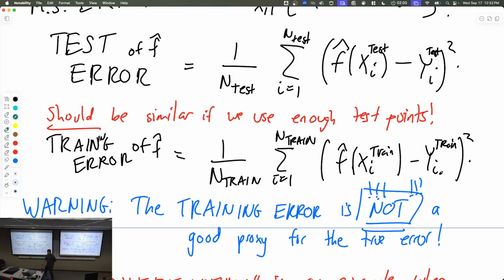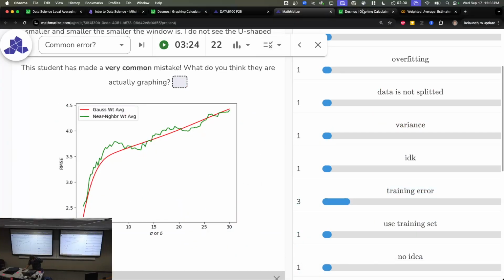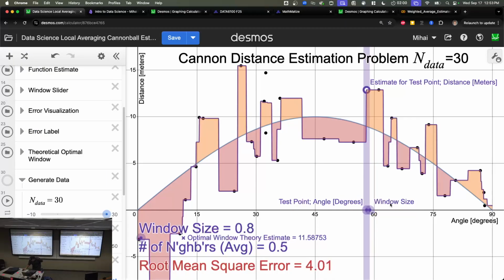And in particular, you can see in our nearby neighbor averaging problem, the problem is super obvious in that as soon as the window size is small enough, the training error is 0, right? The purple curve perfectly goes through every single training point, 0 training error. But the real error is quite large, because how far away we are on average is quite large.